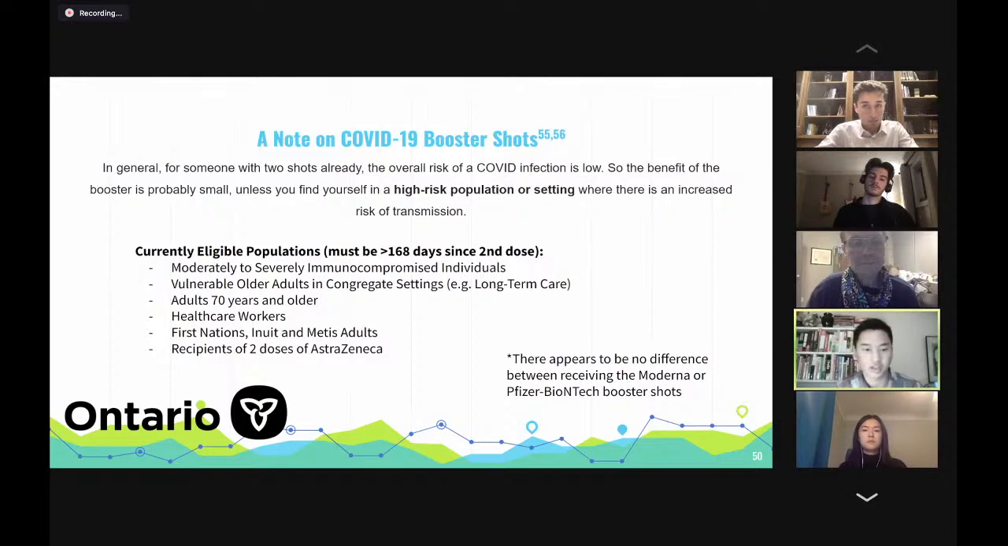and older, healthcare workers, First Nations, as well as people who have received 2 doses of the AstraZeneca vaccine or the Johnson & Johnson vaccine. But the important thing to note is that you must be greater than 168 days since your second dose. If you go there, for example, and it's 167 days since your second dose, they will tell you to go and rebook. So that's something you should be aware of when you're trying to book your shot.